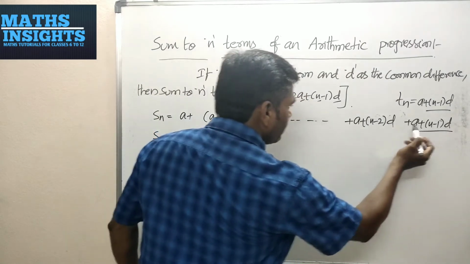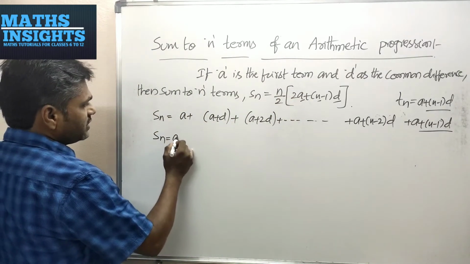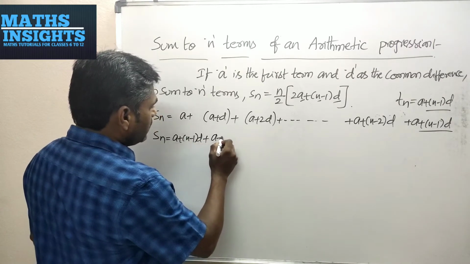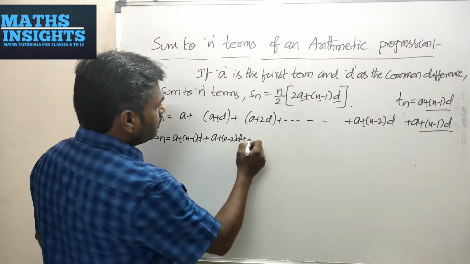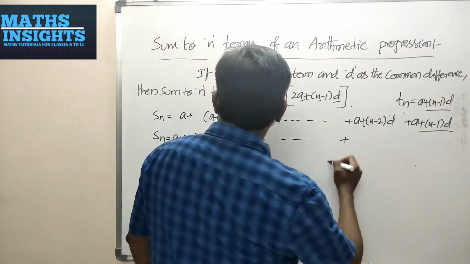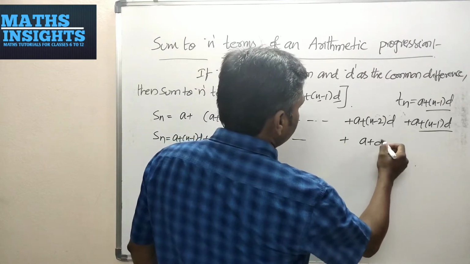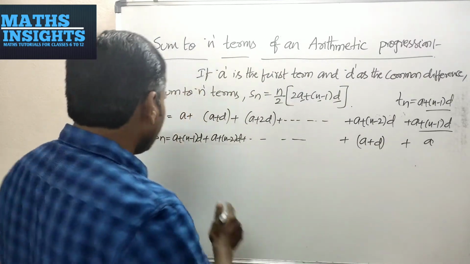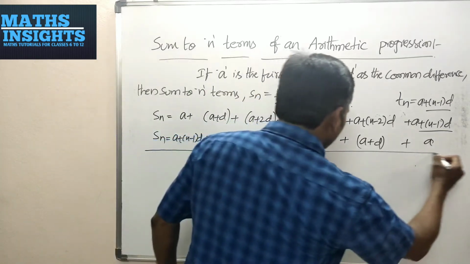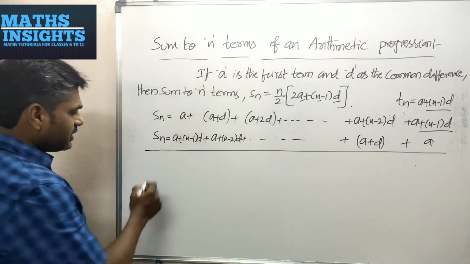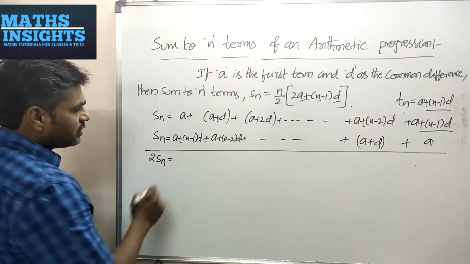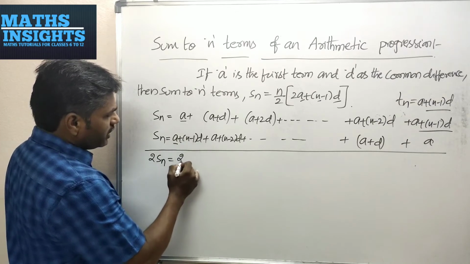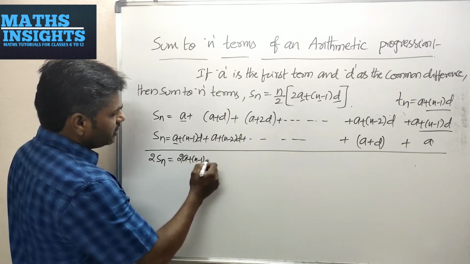Whatever I wrote in the first place, in reverse it is a plus n minus 1 into d, plus a plus n minus 2 into d, plus and so on, plus a plus d, and a. Just in the reverse order, I will add these two. Sn plus Sn becomes 2Sn. Here this is a and this is a, giving 2a plus n minus 1 into d.